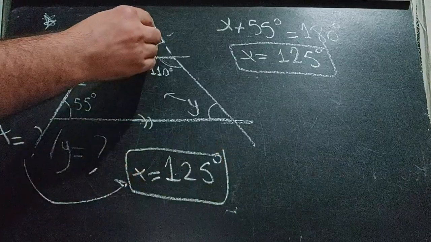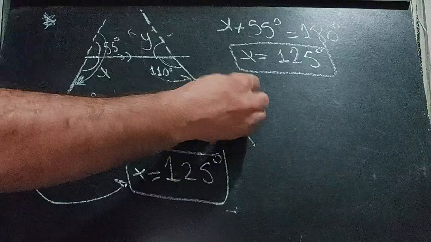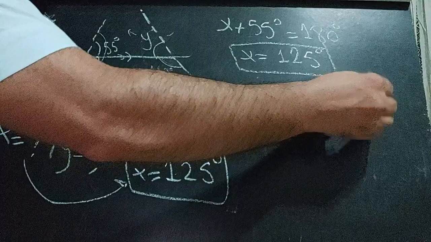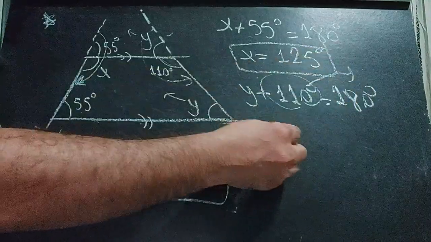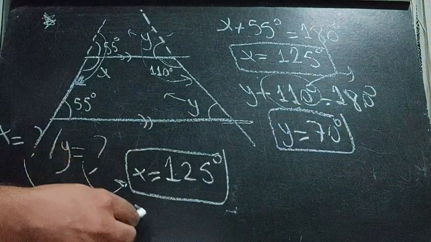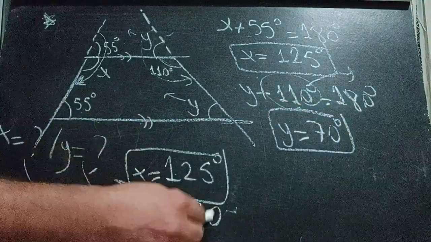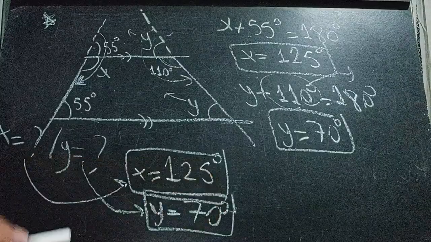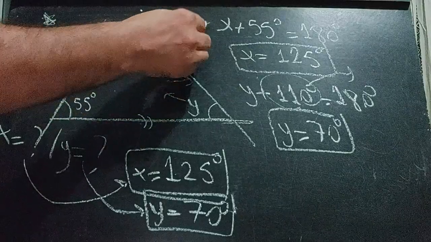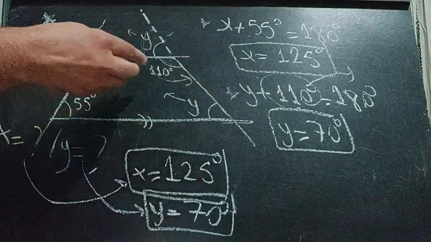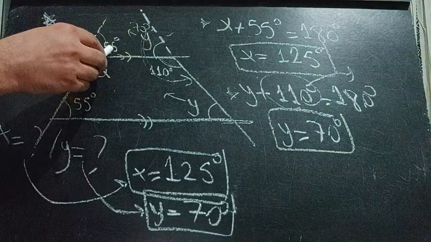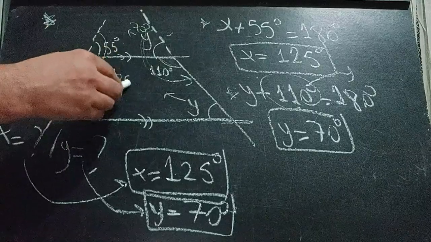And for Y, I have the same story. This is 180. Y plus 110 equals 180. This will go to the other side as negative. Y equals 70 degrees. That will be my answer for Y, which is going to be 70. So of course after this point you could just say that you didn't need to do this equation and this equation. You could say just 180 minus 110, 70 there, and 180 minus 55, 125 there directly too.